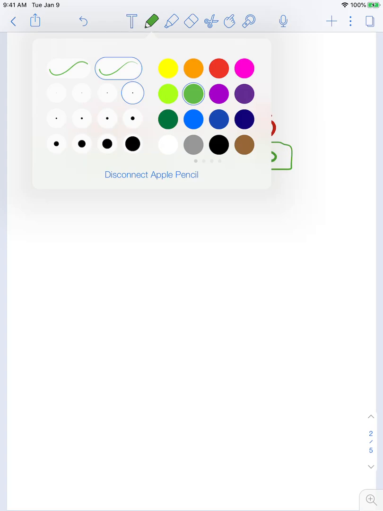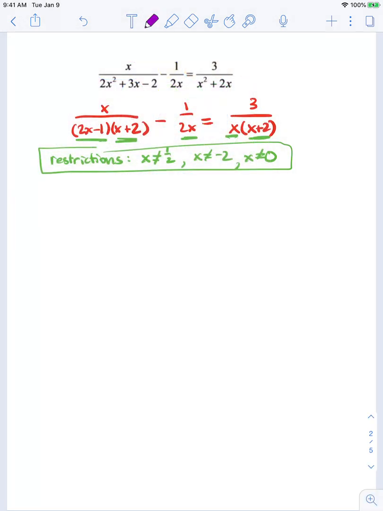And next thing we want to do is solve this rational equation. I'm going to use the clearing the fractions or the LCD method. So I need to find my LCD. I look at all the factors in my denominator. So I need to include in my LCD the 2 and the x. I need to include the x plus 2. And I need to include the 2x minus 1. And then once I determine that LCD, I'm going to multiply both sides of the equation by that LCD in order to clear my fractions.